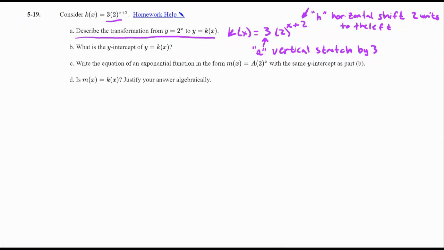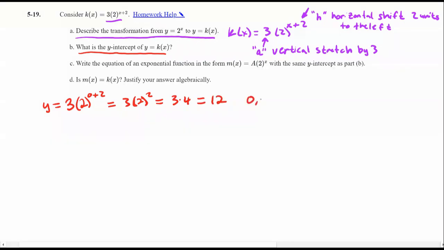So the second question here asks us what is the y-intercept of this equation, and to do that, all I really have to do is just plug in the x value of 0 and evaluate to figure out what the y value is. So 0 plus 2 is just 2, and now I have to remember order of operations, I have to do exponents first. So I have to do 2 squared before I multiply by 3. And then I get my y-intercept at 0, 12.